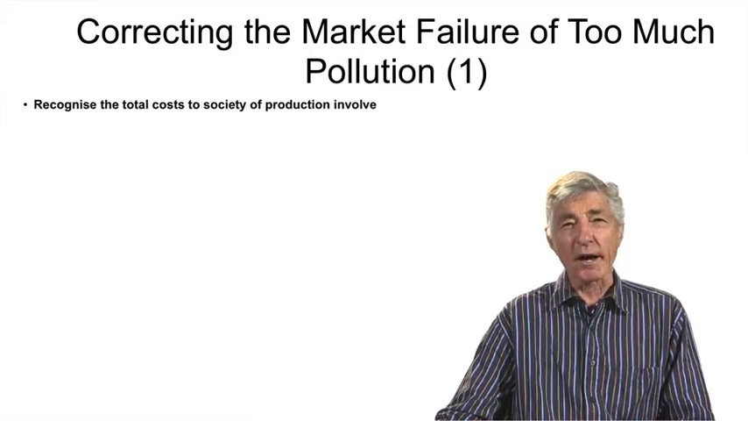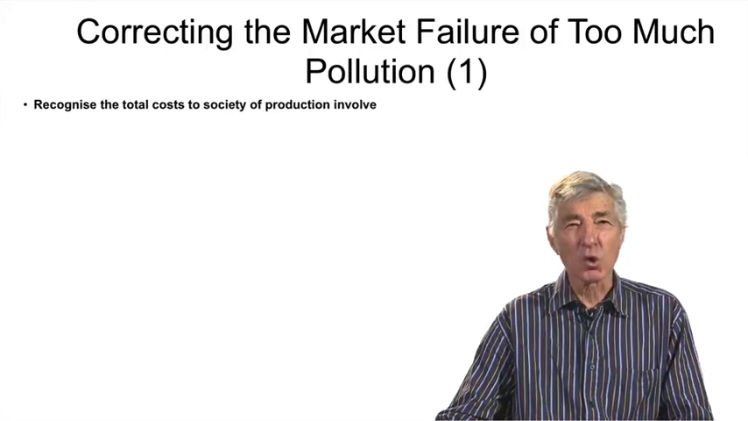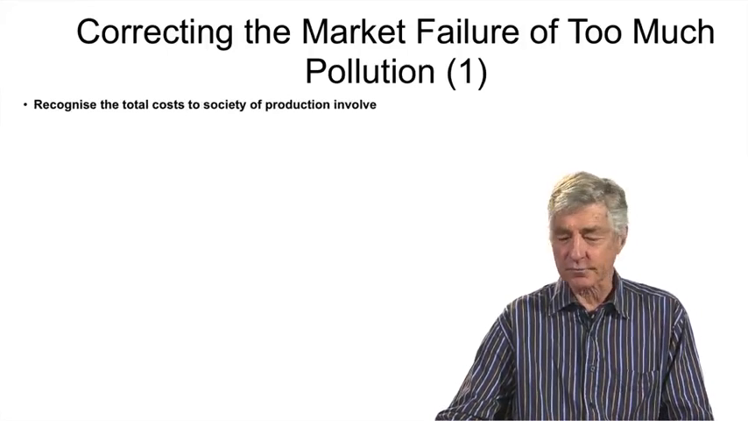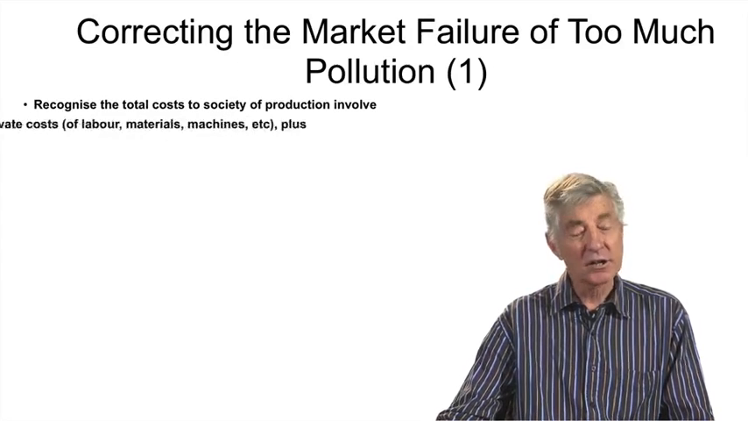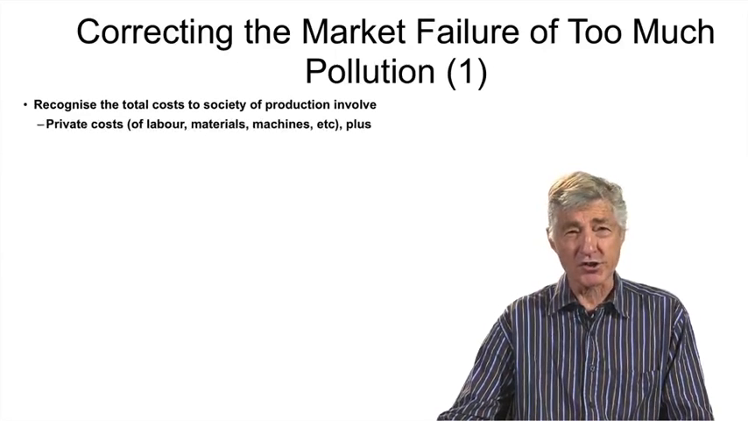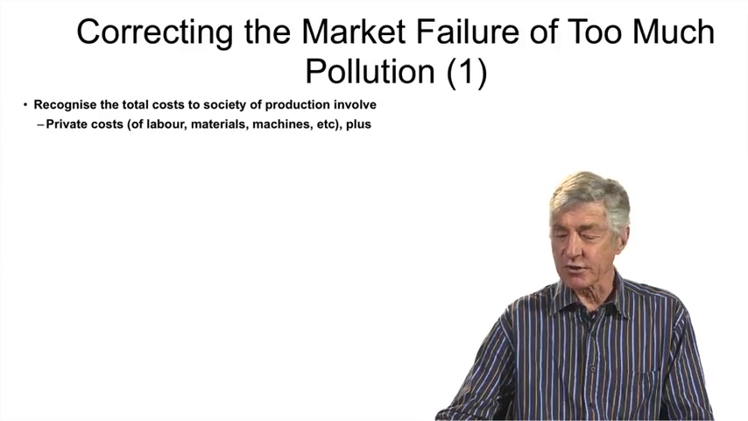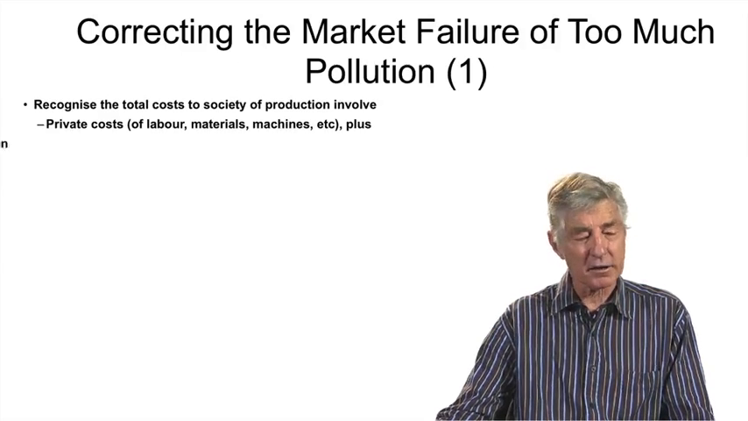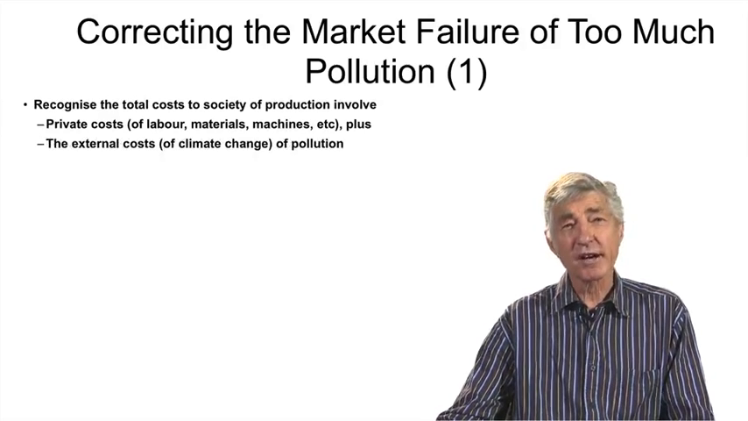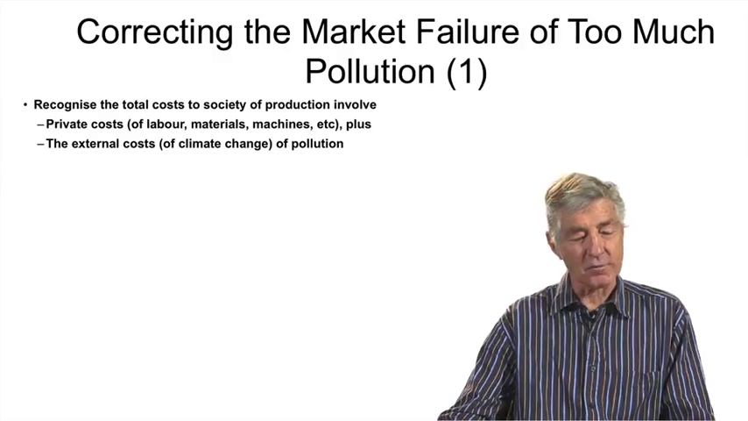So how would we correct what we call these market failures? And here the market failure is that I've ignored the external cost of pollution. So I have to recognise that the total costs of pollution include private costs of producing our coffee and electricity and so on, of labour, materials and machines. That's what the market takes into account. But we also have to take into account the external costs. That pollution goes up there, that causes climate change, and then there are costs of climate change.